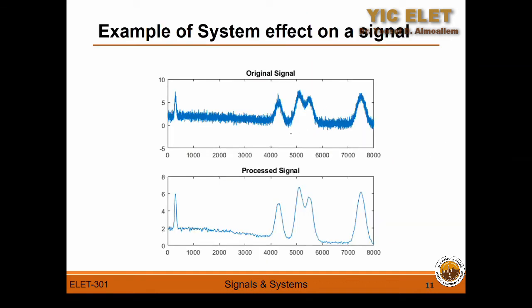If we want to see the effect of the system on a signal, for example, if this is the input signal and we process it through a system, the output would be this. And clearly, this system is just taking off the high frequency part of the signal, and this is what we call a low pass filter, or simply a filter.